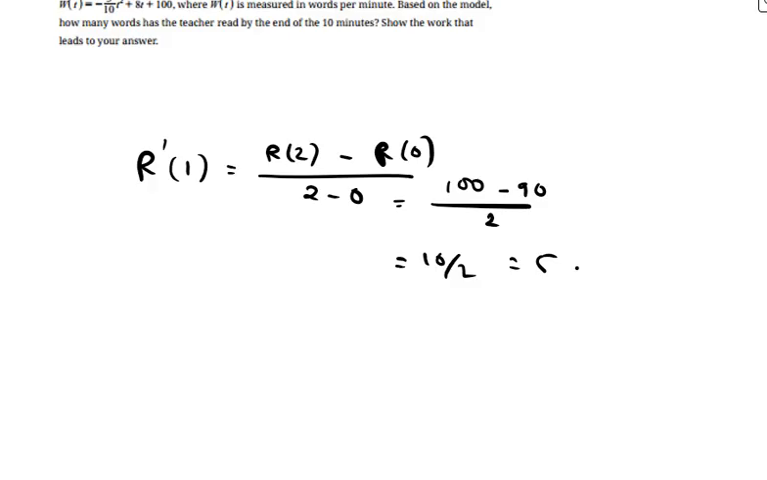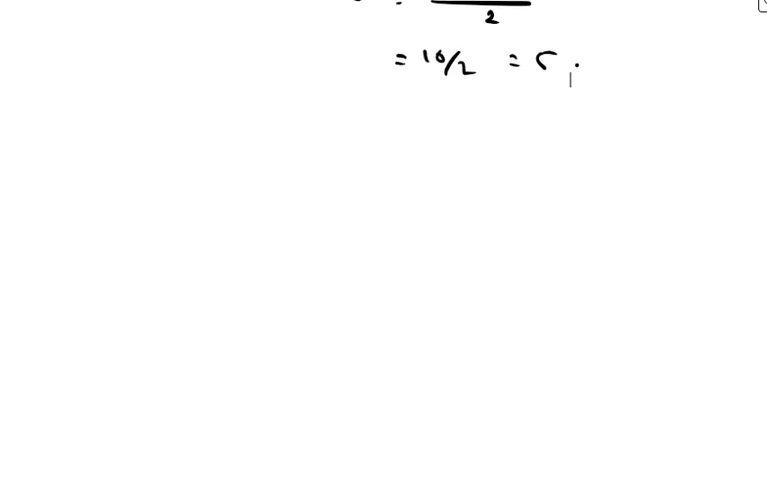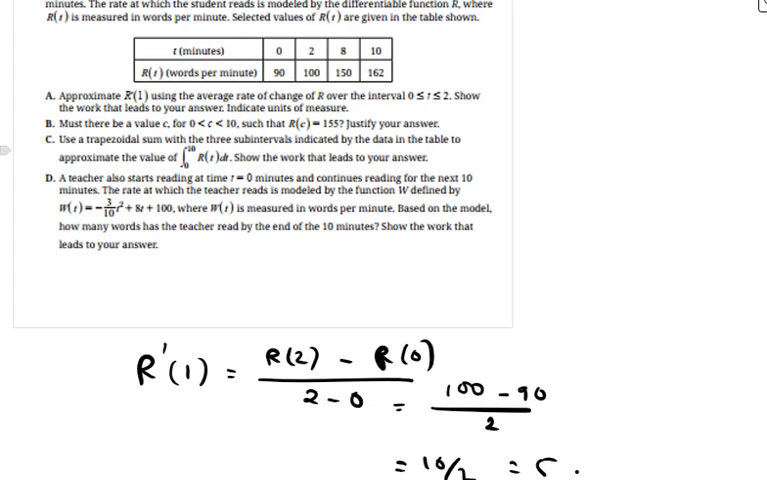Now let's come to part B. Must there be a value c such that R(c) = 155? We look at the table. At t = 8, R(8) = 150. At t = 10, R(10) = 162.